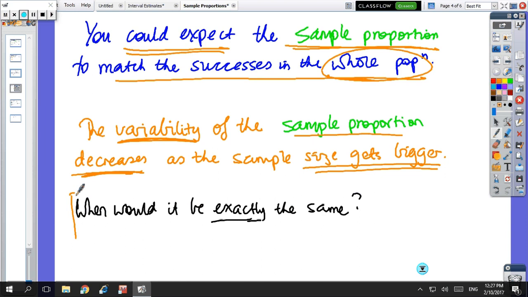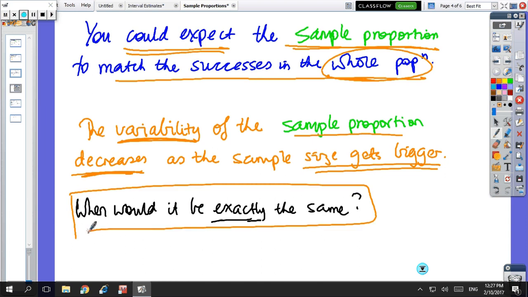And the question I'm asking now is, when would it be exactly the same? So think about that for 5 seconds and then pause, and when you come back, okay, you're back. The only time is when the sample was the population. That's the only time you can get it exactly the same. Otherwise, it's just going to be some margin of error. So copy that and come across.